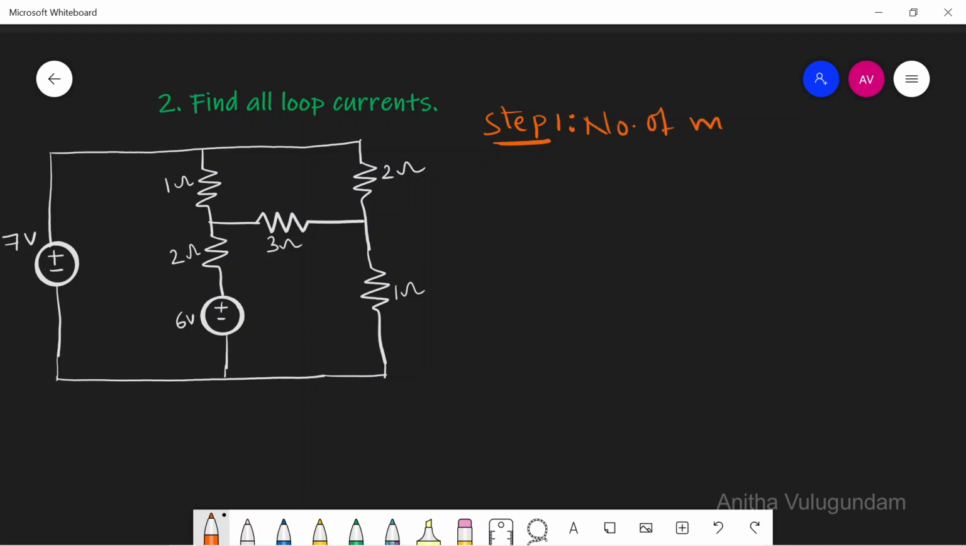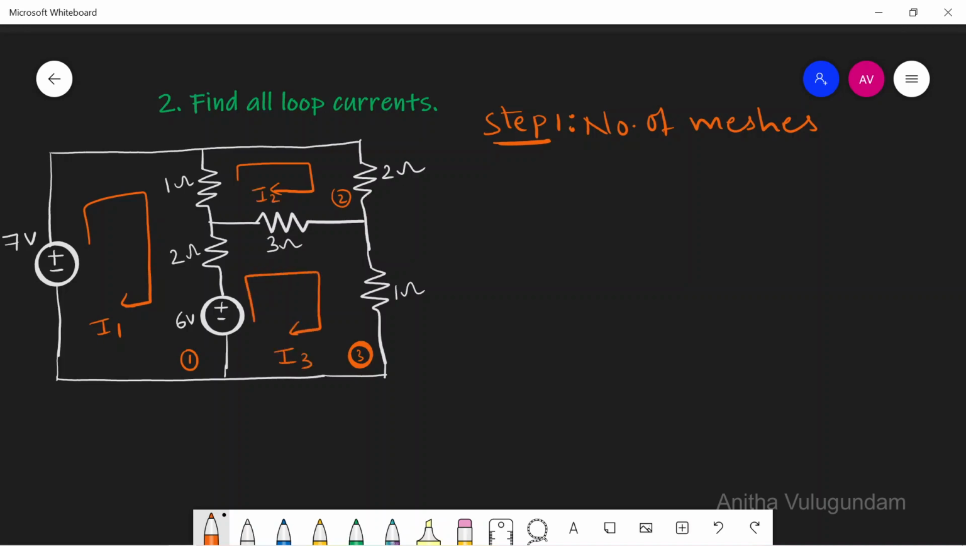Number of meshes equal to, let us identify. I would like to consider this as mesh 1, this as mesh 2, this as mesh 3. Corresponding currents, I am assuming I1, I2 and I3. Number of meshes equal to 3. Step 2. Assigning mesh currents. I1, I2 and I3 are assigned in clockwise direction. Step 3 is to write KVL equation for each and every mesh.